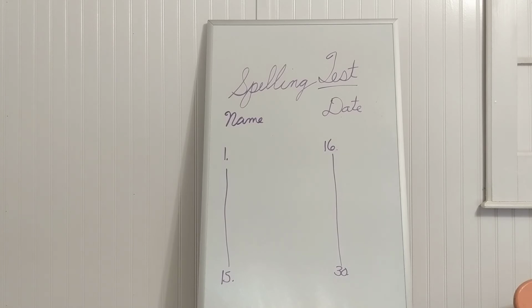Number 16, write the word desert. God designed the camel to survive in the hot, sandy desert. Desert. Number 17, write the word mesa. We saw the mesa towering in the distance as we drove through Utah. Mesa.